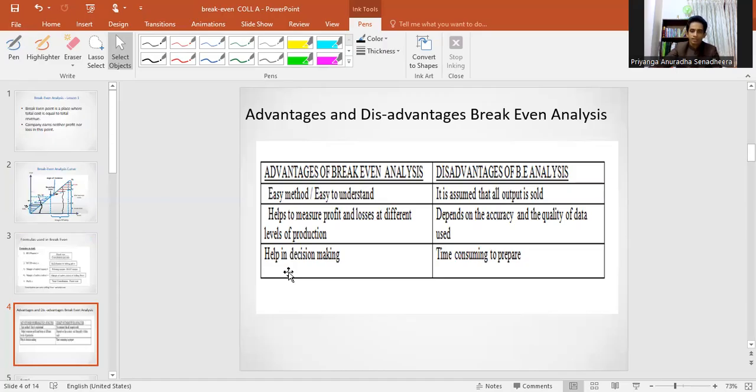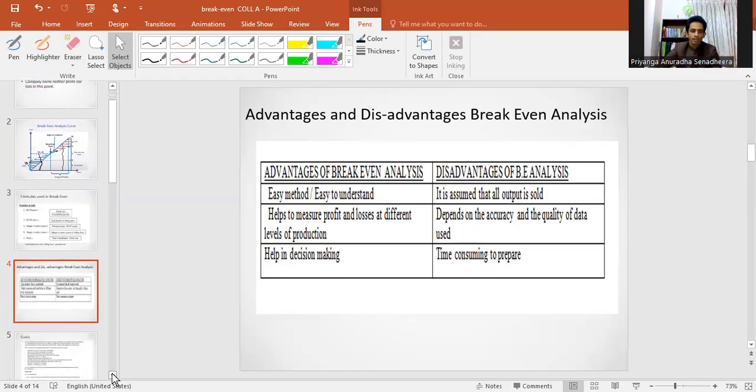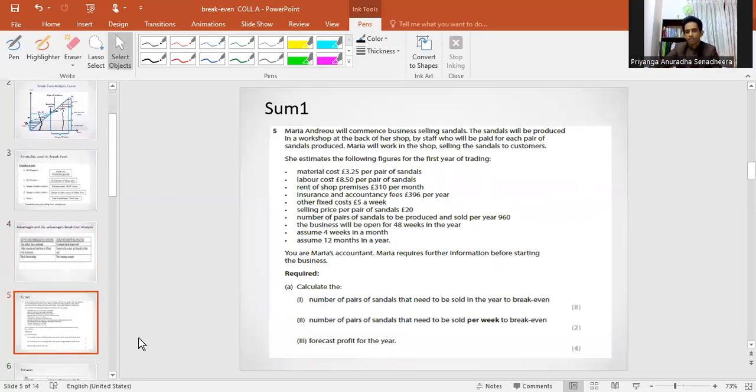Next, it is time consuming to prepare. If you have many products, it takes time to prepare these things. With that, we go to the next slide. The next slide is about a past paper sum. We will read some of it first.